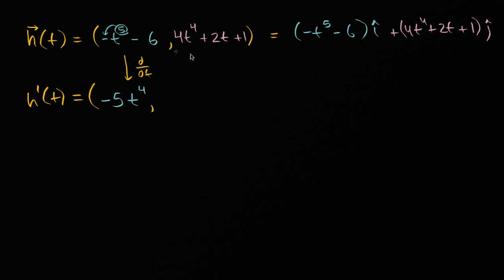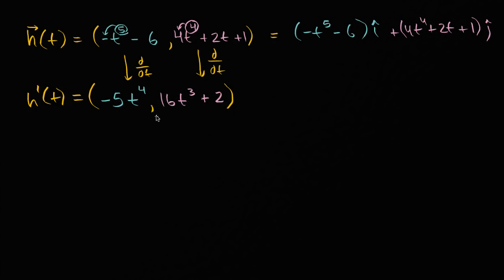And now we go to the y component. We're going to do the same thing. Derivative with respect to t is going to be, and once again, we just use the power rule, 4 times 4 is 16t to the third power. Derivative of 2t is just 2. And then derivative of a constant, well, that's 0. We've already seen that. So there you have it. This is the rate of change of the x component with respect to t. This is the rate of change of the y component with respect to t.